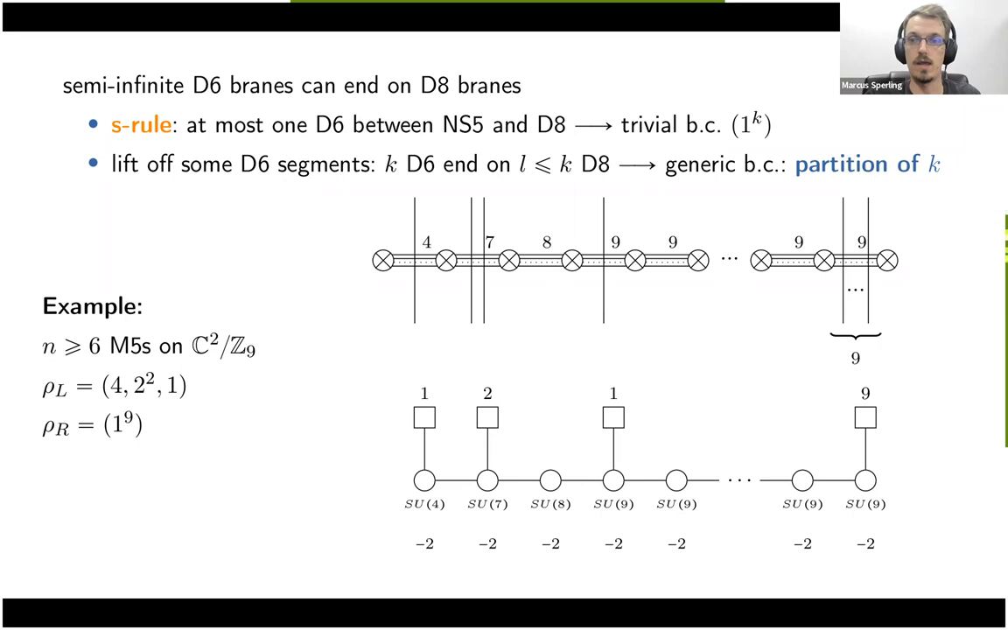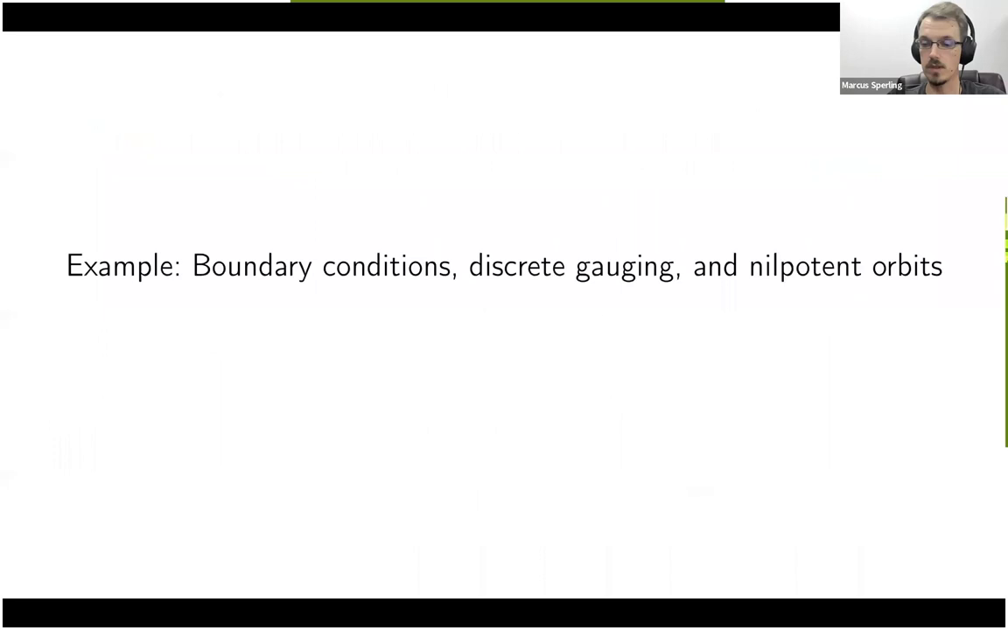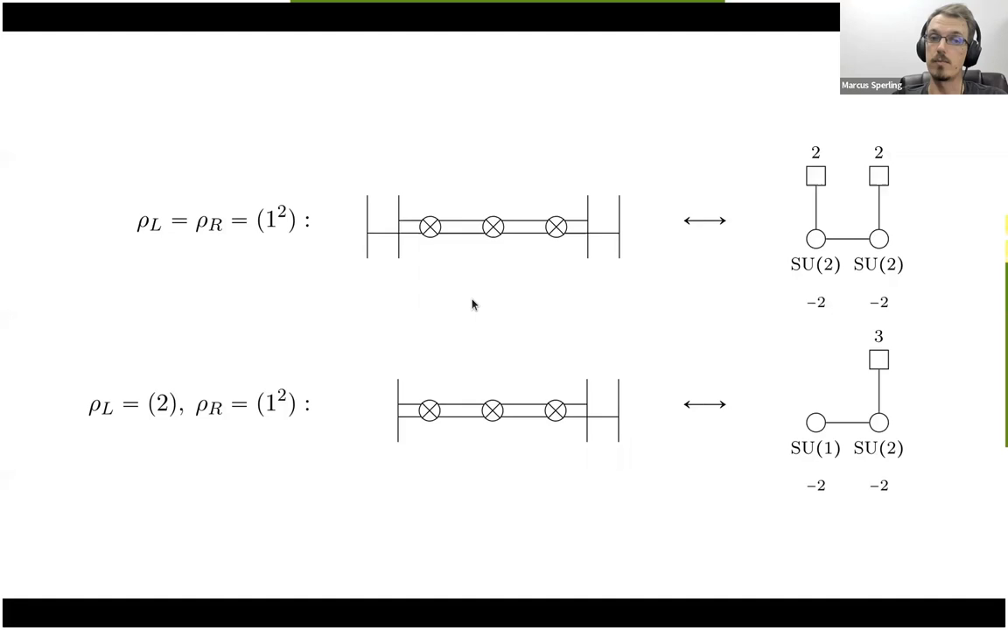Now, what we're going to do with these boundary conditions is we can construct some interesting theories. So for instance, we start with a very simple setup. We're going to have 3 M5 branes on a Z2 singularity. If I have trivial boundary conditions, you just get the standard SU(2) quiver with 2 flavors on each side. Now I can lift off this D6 segment here.